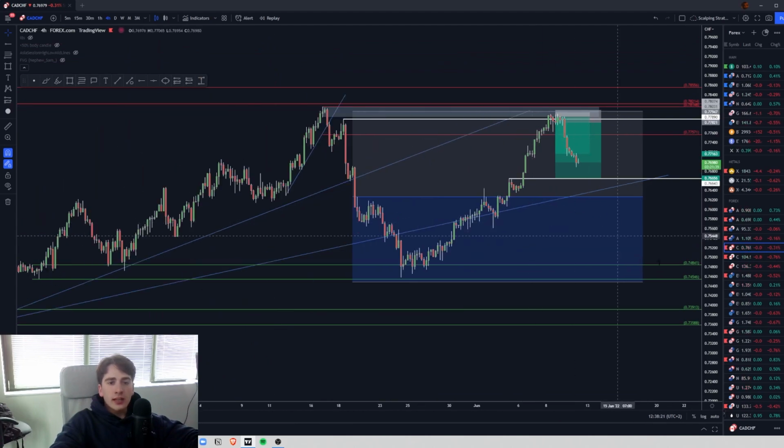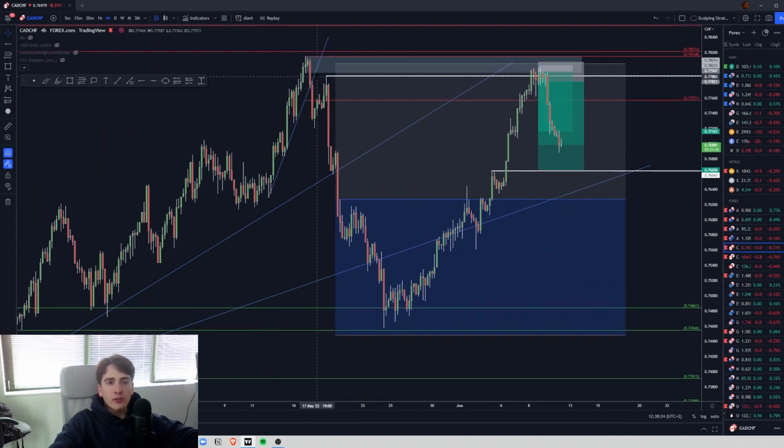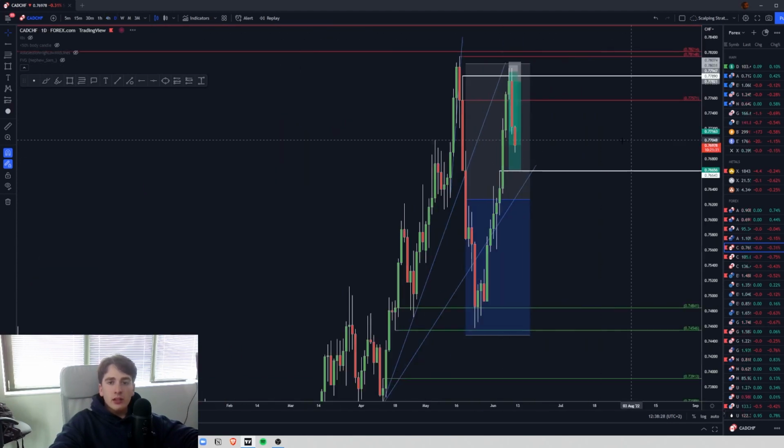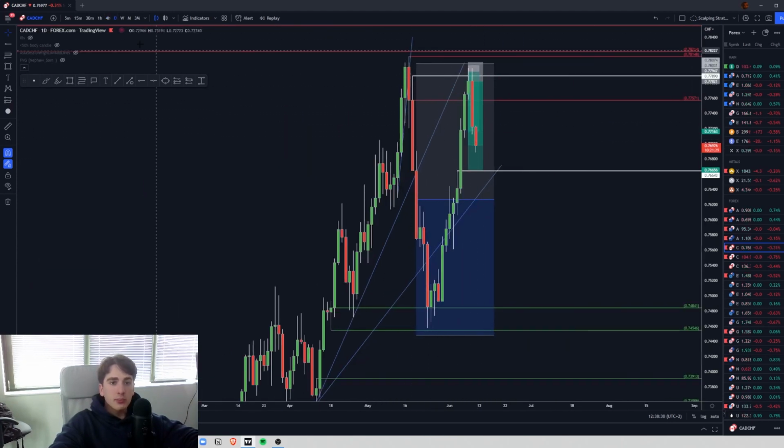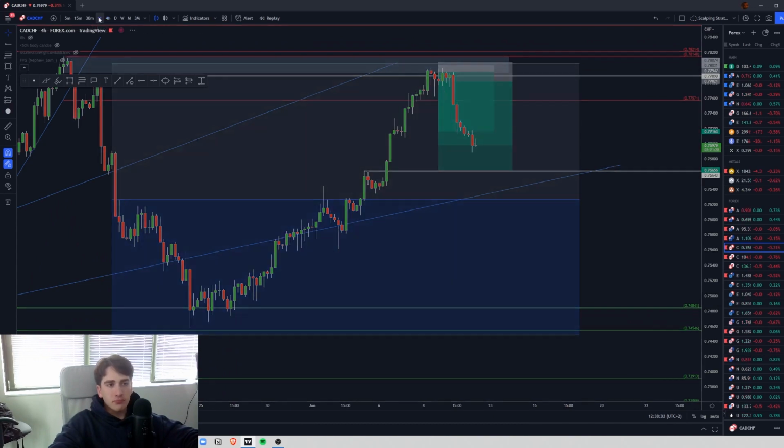Then CAD Swiss. So CAD Swiss was the signal I shared inside the VIP community. Beautiful, beautiful price action. Took out the liquidity high over here. Tapped in towards this 4-hour area of supply. Let me see, daily, yeah, also tapped into daily supply. So daily supply, 4-hour supply.